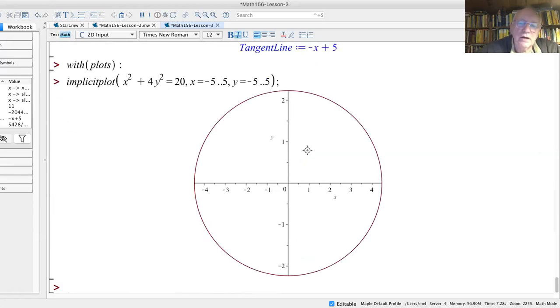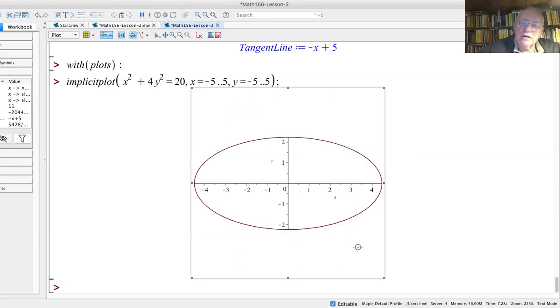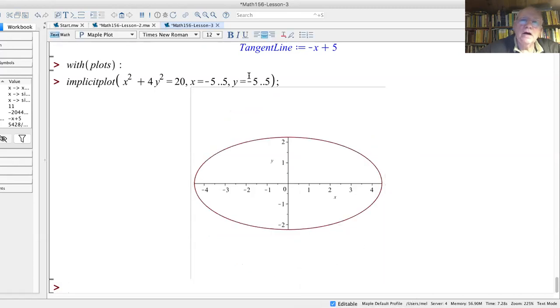Looks like that. Well, that looks like a circle, but it's not a circle. The reason it looks like a circle is because 1 unit vertically is much bigger than 1 unit horizontally. To see what it really looks like, I need to go to scaling constraint. There we are. Beautiful.